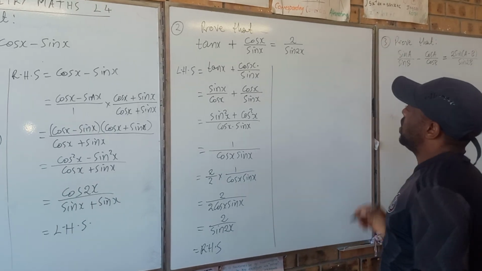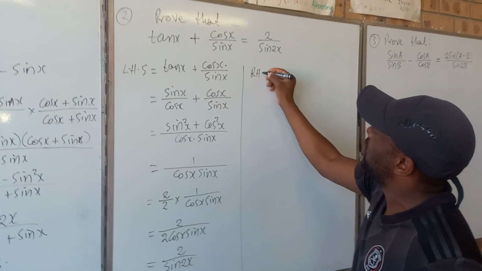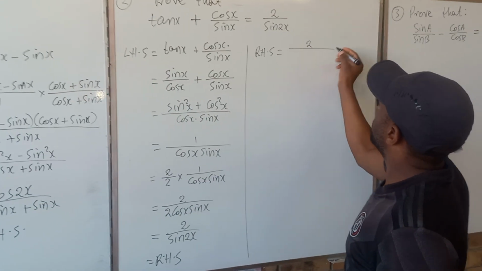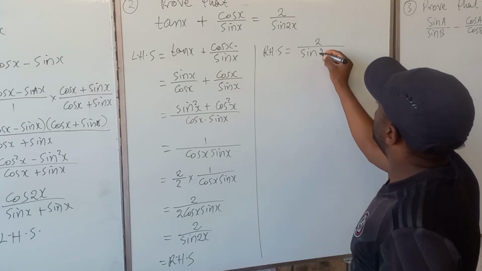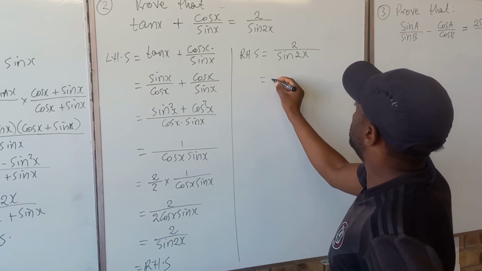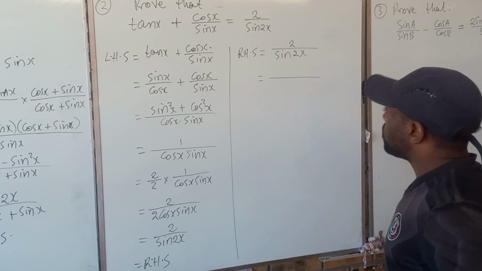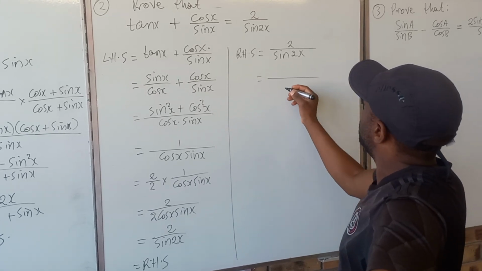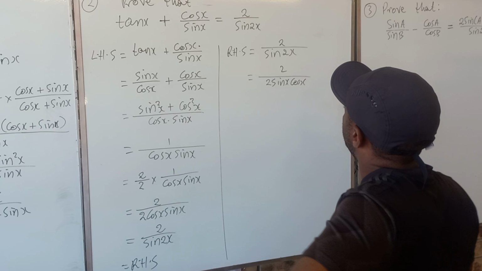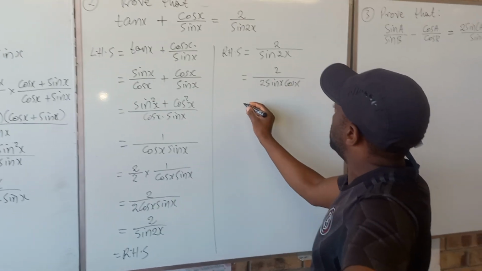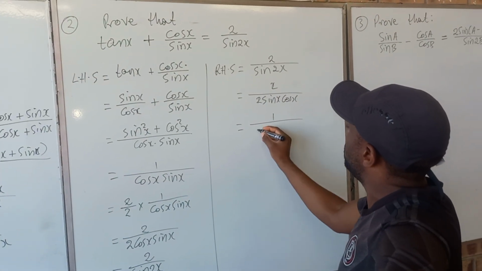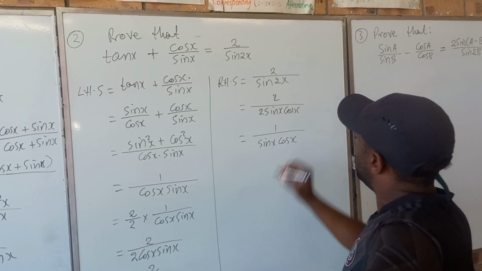Let's now see what if another student decided to say, I'm starting from right, I don't want to start from left. Then you will get 2 on sine 2x. So the first thing you'll be seeing there is your formula for sine 2x, which is 2 sine x cos x. You get your 2 there, so the 2 takes care of itself. You see that 2 can take care of 2. We have 1 on sine x cos x.